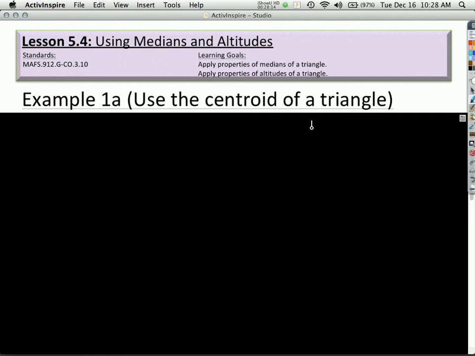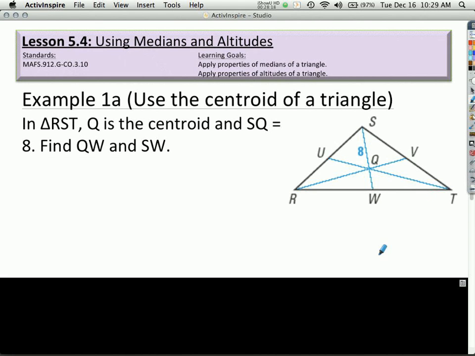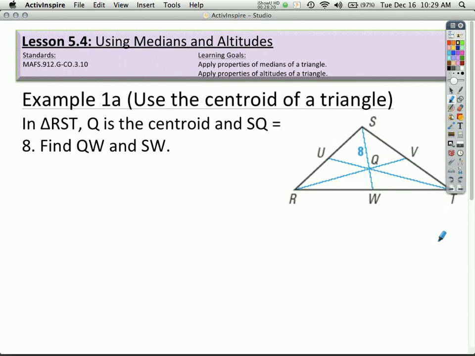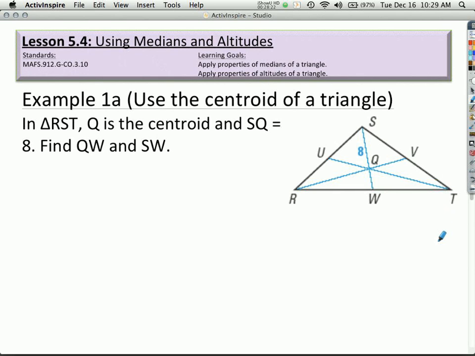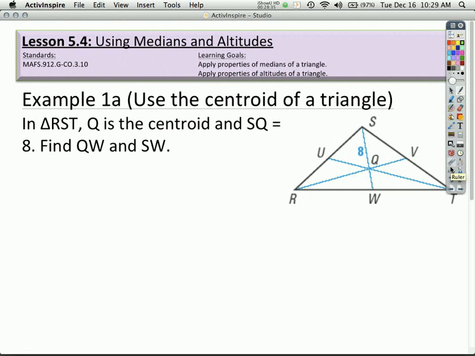So example 1, part A, using the centroid of a triangle. Unfortunately, my diagram didn't translate very well when I copied it. This is not supposed to be some sort of lightning line. It's supposed to be a perfectly straight line, all these blue lines. Some of your work today is going to be a sketch, and some of it's going to be actual perfect drawing. This can be a sketch. You need the sketch because you need something to refer to.